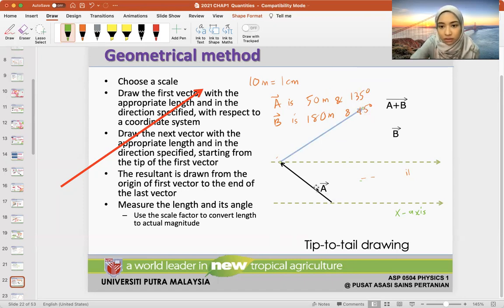So A is 135 with respect to the x-axis. And then I connect it to vector B, tip to tail. This is the tip and this is the tail. I connect it and the angle is 45 degrees with respect to the positive x-axis. So now, how do I draw my resultant? Can anyone tell me? How should I draw my resultant?